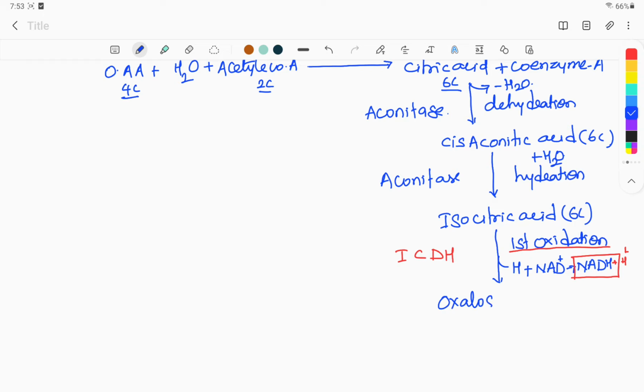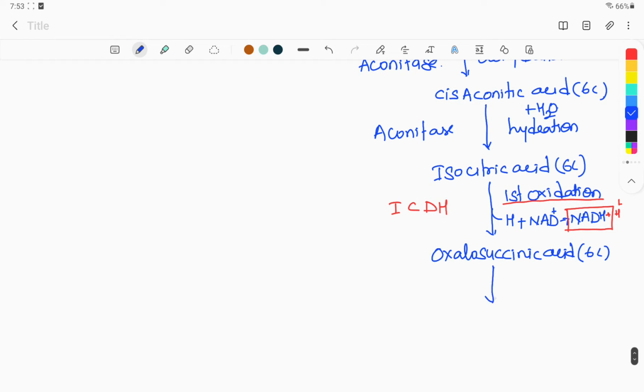Right. Now, after undergoing oxidation, isocitric acid will convert into oxalosuccinic acid. So oxalosuccinic acid is also a 6-carbon organic acid, because so far there is no decarboxylation in isocitric acid. This oxalosuccinic acid now undergoes decarboxylation in the presence of the enzyme oxalosuccinic decarboxylase. I write here DC.